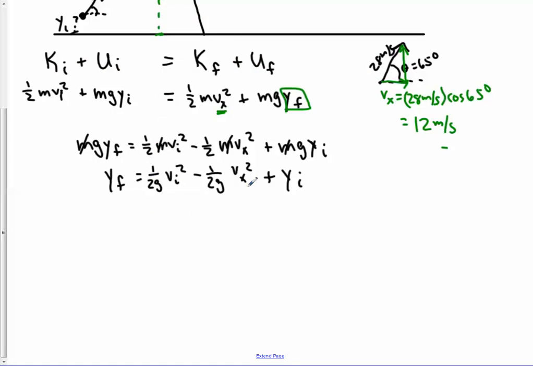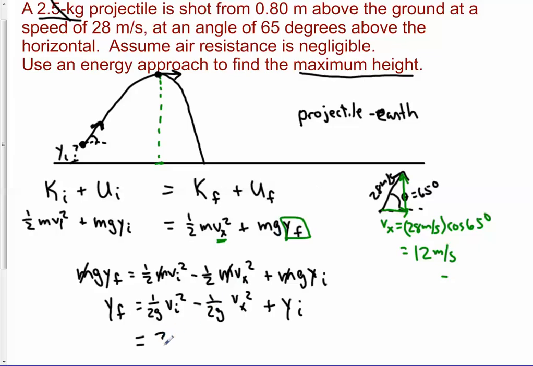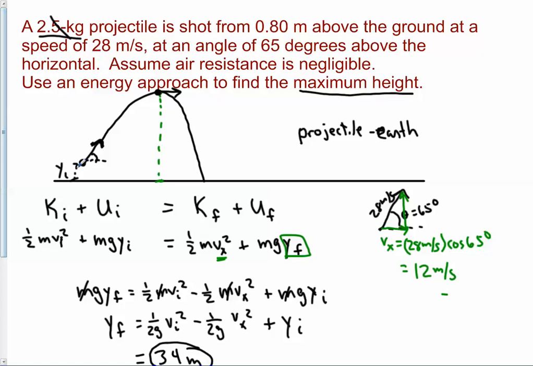All right, and then you just plug in the numbers. We have everything, and you get 34 meters. So a height of 34 meters. Okay, so that's a nice way to do it. So you can analyze projectile motion using the energy approach.